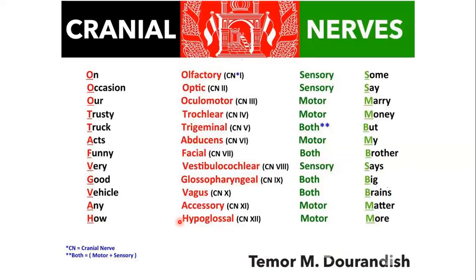So that is the formula of the cranial nerves, with olfactory, optic and the numbers there. The mnemonic is: On occasion, our trusty tracks act funny, very good vehicle, anyhow. You can cram it. Then this one is the cranial nerve for the facial.